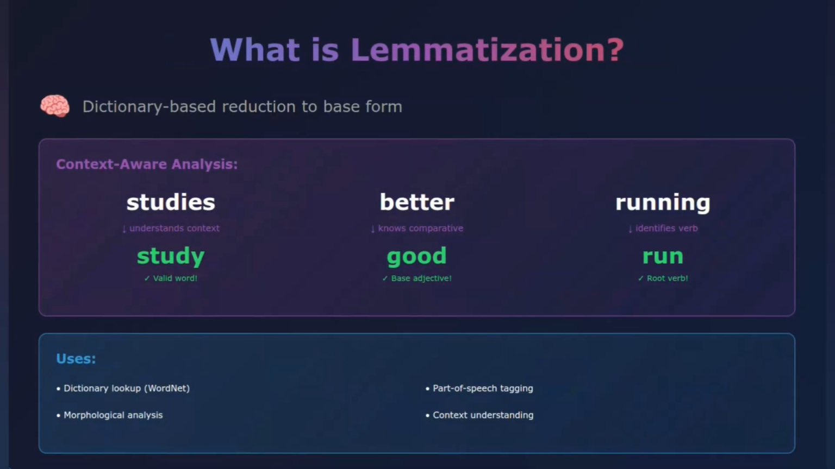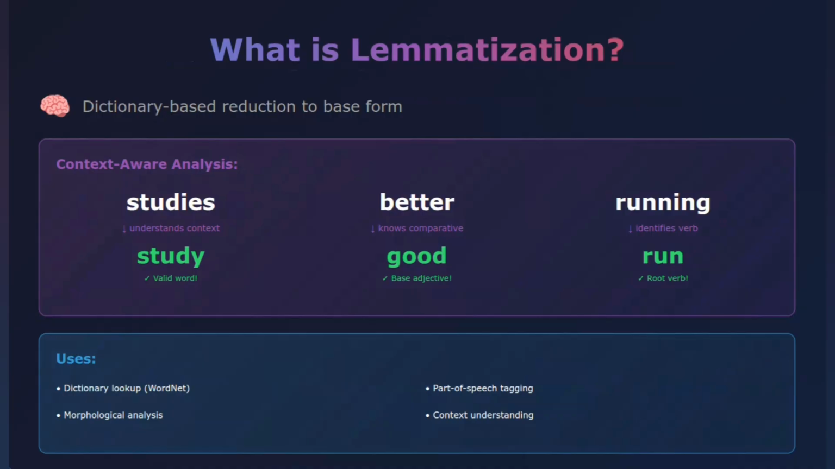Now, let's talk about lemmatization, the smarter, more sophisticated approach. Unlike stemming, which just chops words, lemmatization actually understands them using dictionaries and linguistic rules. Look at these examples. Studies becomes study, which is a valid word. Better becomes good because lemmatization knows better is the comparative form of good. And running becomes run, but it actually understands it's a verb. This is the key difference.